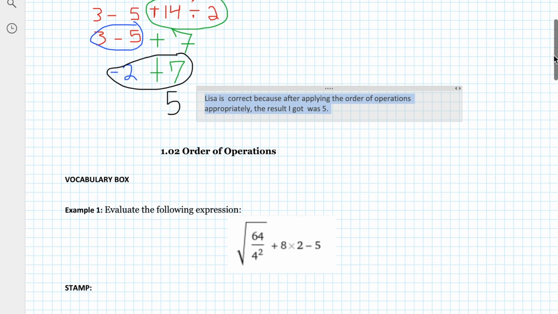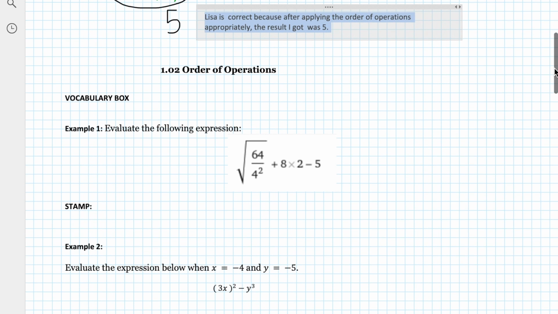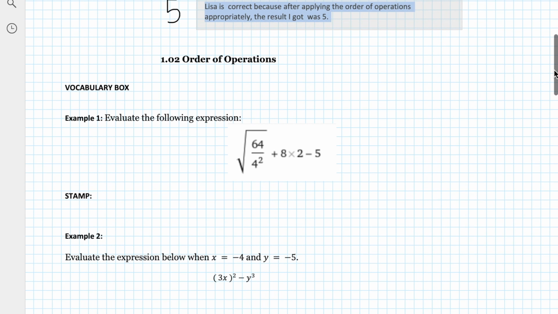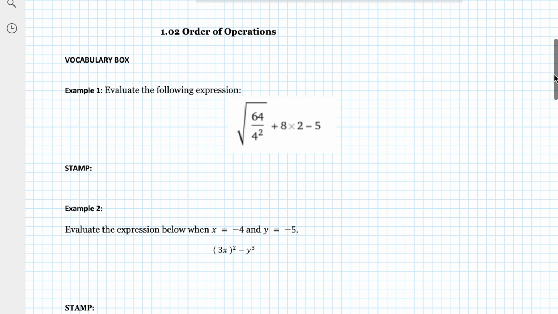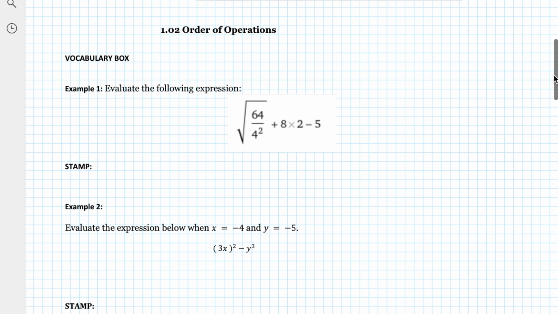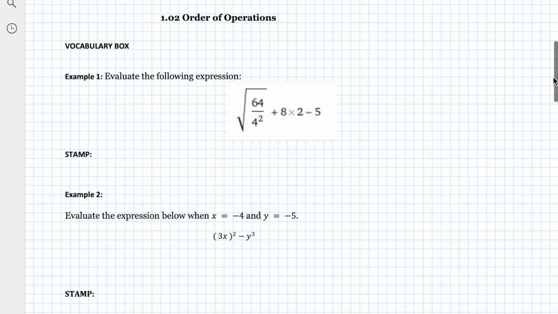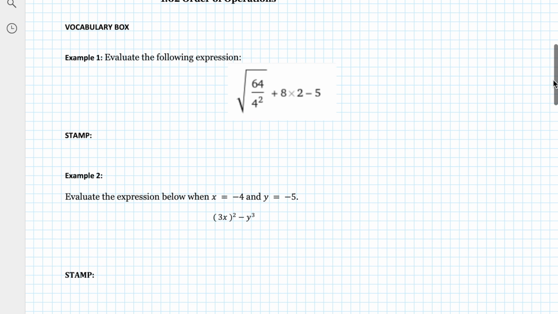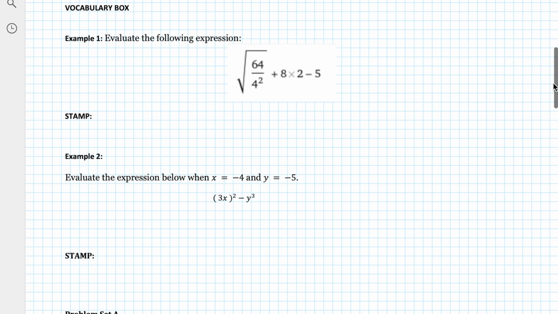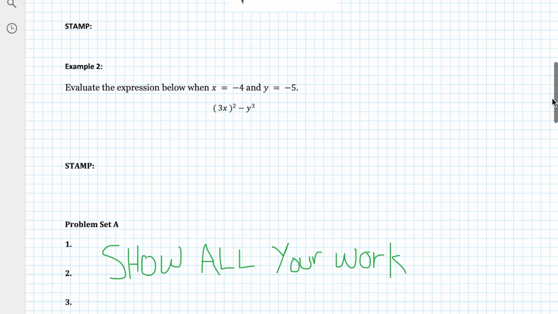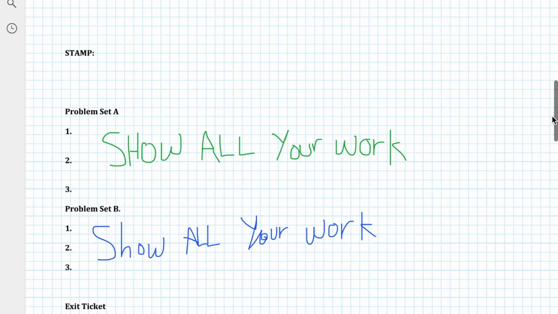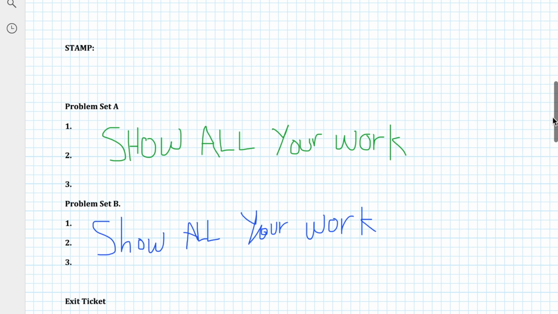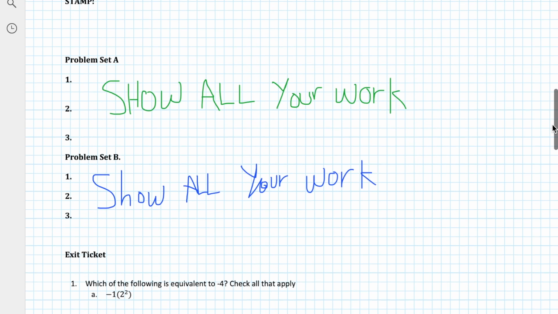Now moving on with the notes page, if there's a vocabulary box, we're just going to copy it down. You should be doing this prior to coming to class, so you can refer to it during class. Then we do example 1, having the stamp right after it, example 2, having the example after it, and then problem set A comes next in the book, and then problem set B.